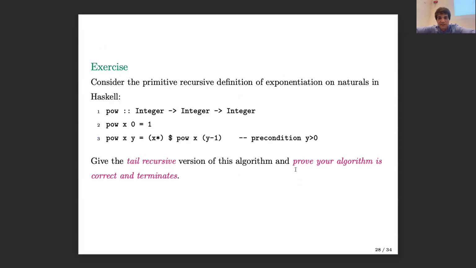Consider the primitive recursive definition of exponentiation on naturals in Haskell. So here's how I can do power in a primitive recursive way, right? The power of anything to 0 is 1. The power of x to y is x times the power of x to y minus 1. How can we convert this to a tail recursion?